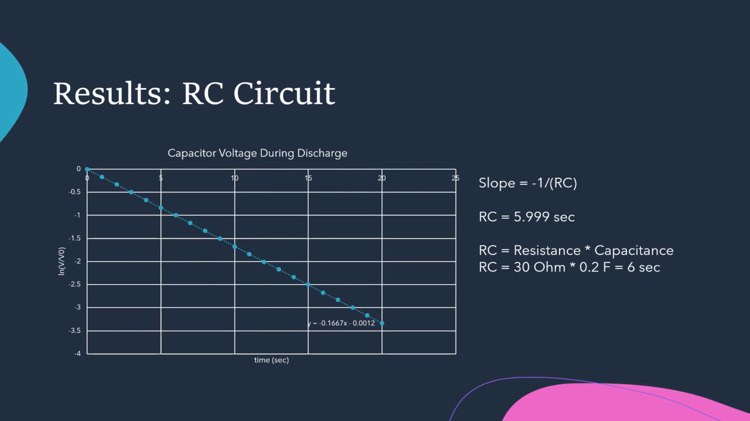Now, theoretically, RC is resistance times capacitance. So the total resistance was just the light bulb, which was 30 ohms, and then the capacitor was a 0.2 farad capacitor. So that would be a prediction of 6 seconds, which is really close to the 5.999.